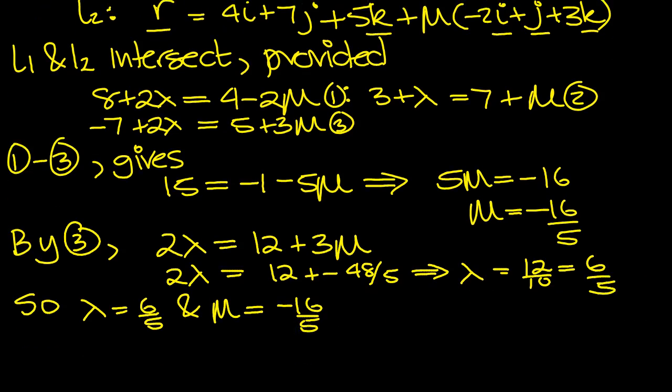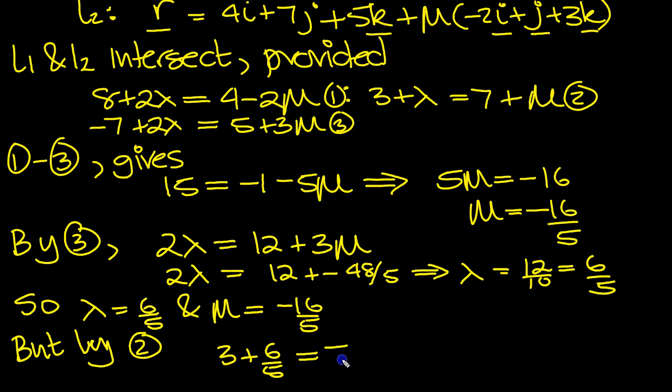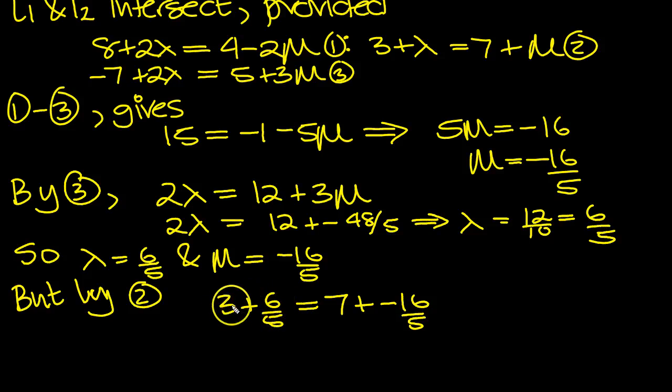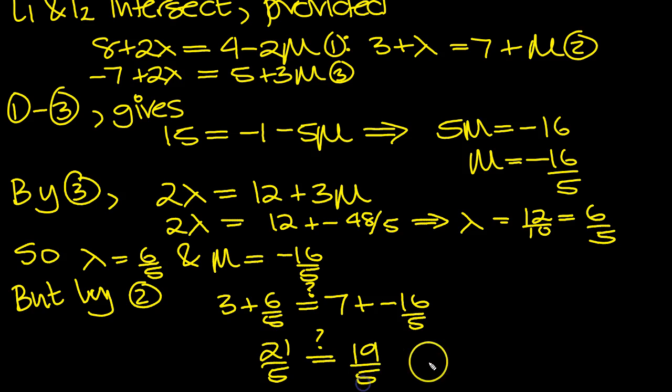But by 3, because 3 also needs to, but by 2, now what does equation 2 give us? 3 plus 6 over 5 must equal, that's the lambda, 7 plus mu, which is minus 16 over 5. So 15 over 5 and 6 is 21 over 5. Does that equal 7, 5s are 35, take 16 is 19 over 5? So the lines don't intersect because these values are not equal.